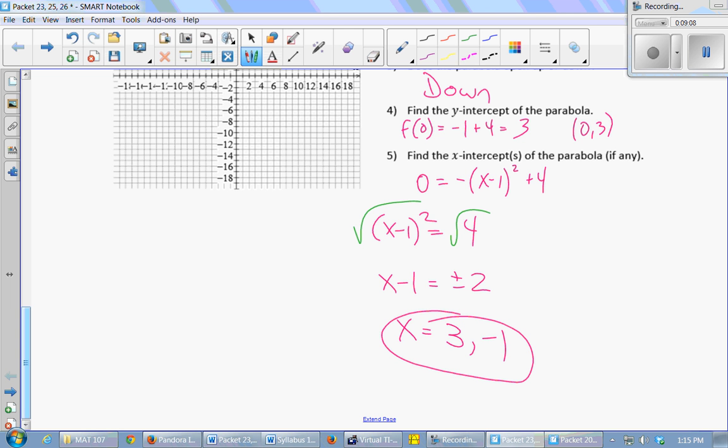Y is 0, right? Oh, okay. Yeah, so that means the coordinates of my x-intercepts are 3, 0, and negative 1, 0.